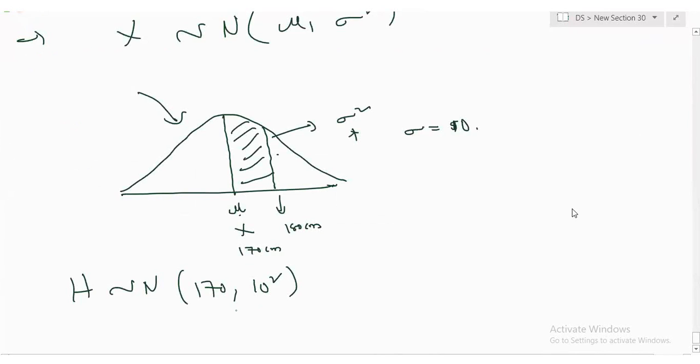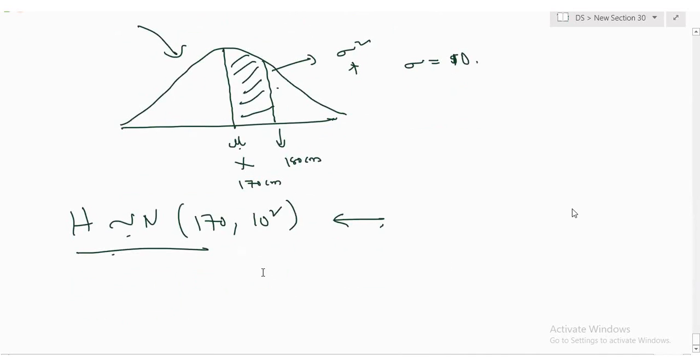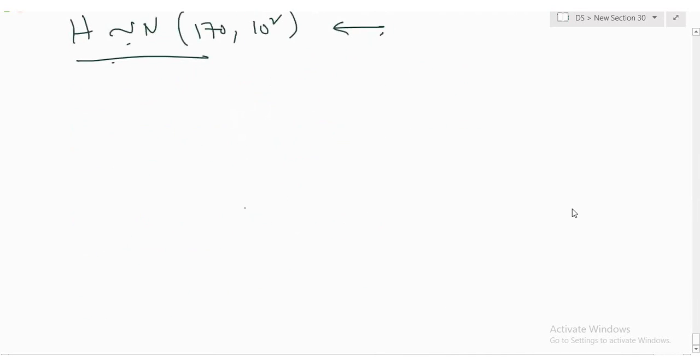But if h is not following the normal, can I write like this? I cannot. Because this h, what is this notation? H following the normal. Now I'm asking a question. When this has parameters like this, I want to know, in the graph, it is like this.